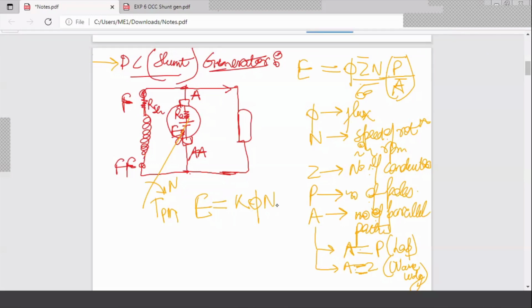So what you can understand from here is that the induced EMF is directly proportional to the speed N. So if N is increasing, my induced EMF will also increase.